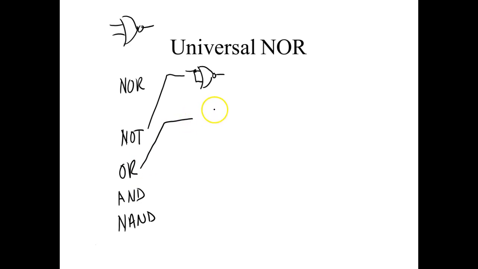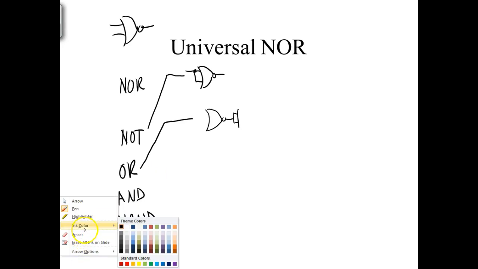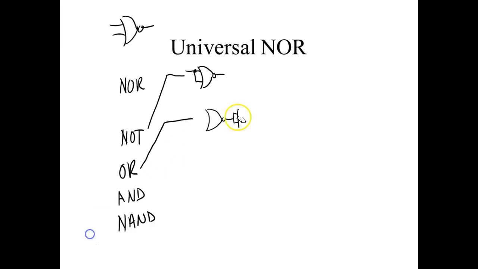How could I get an OR? Just invert the output, right? That would give us a what? That would give us an OR.